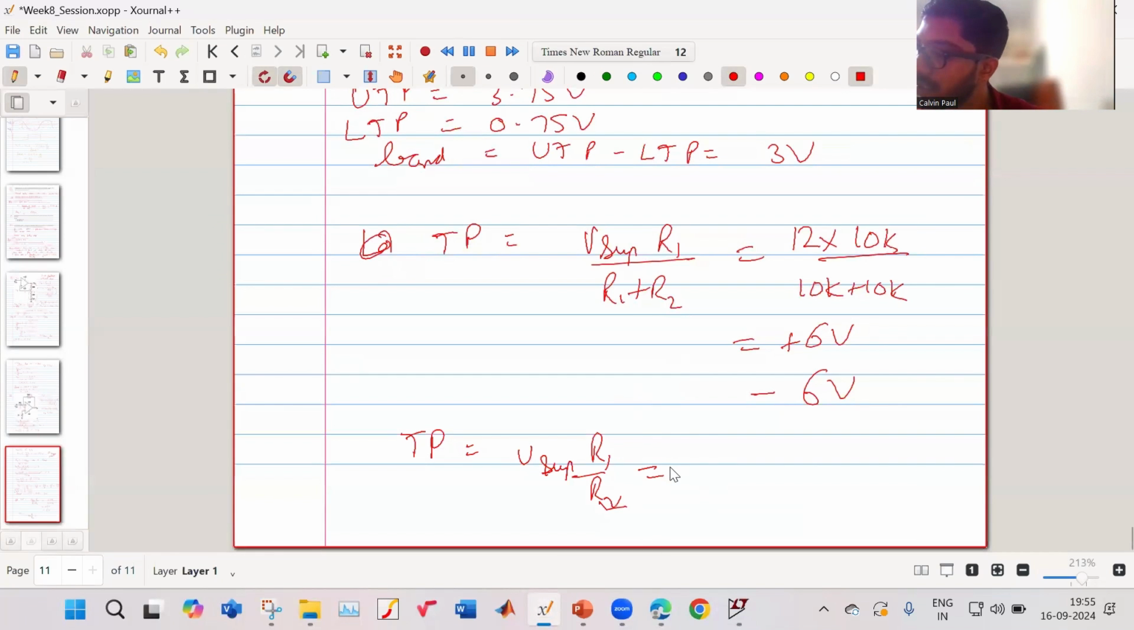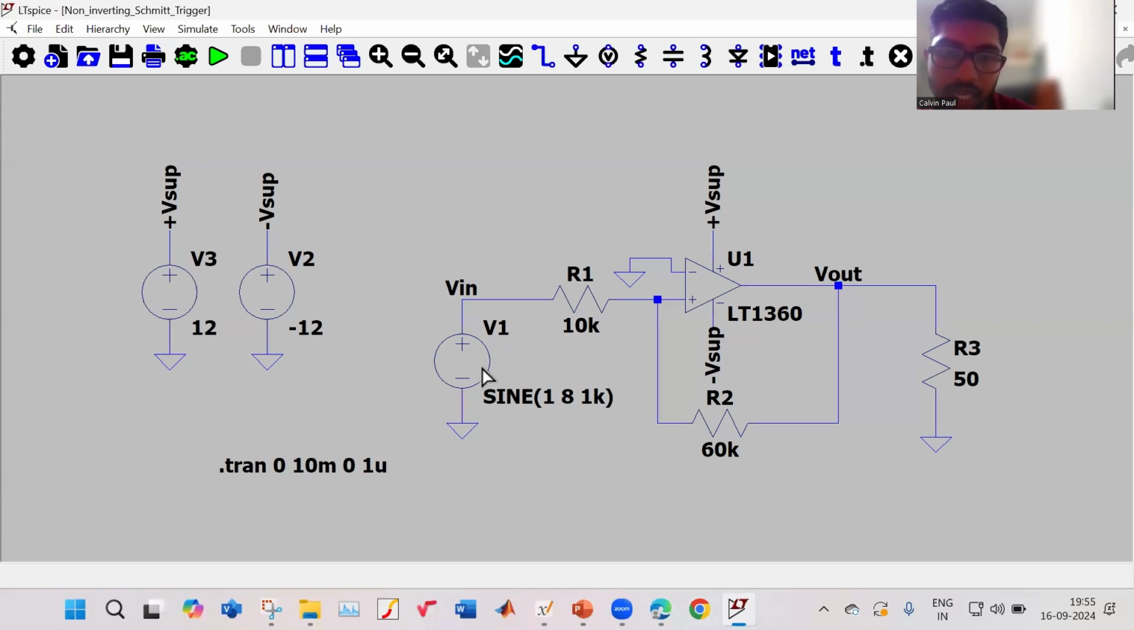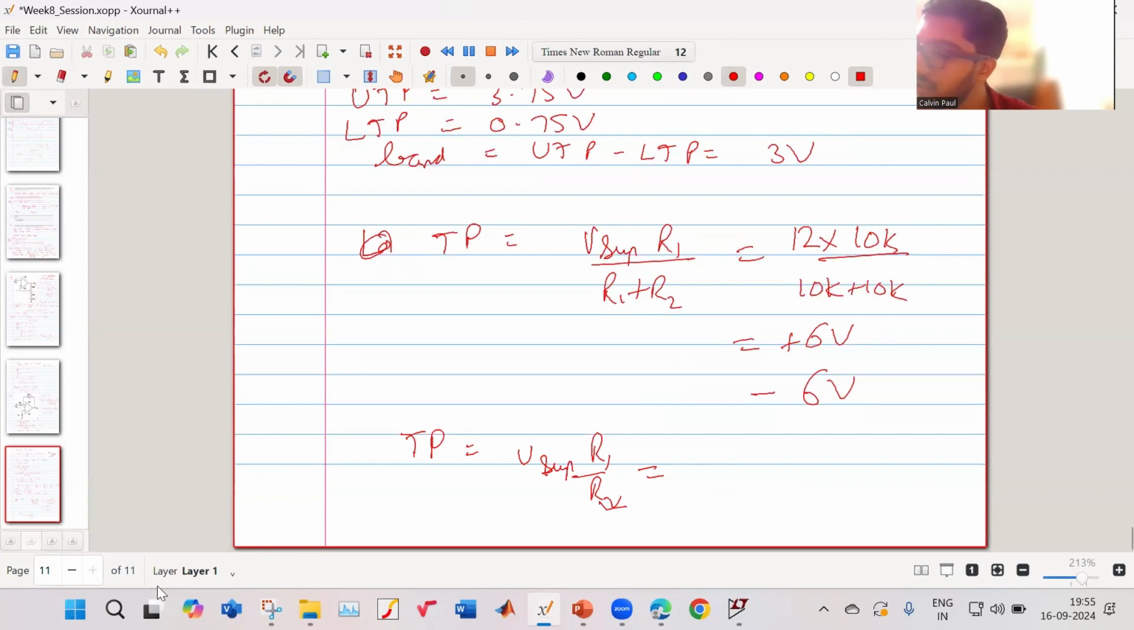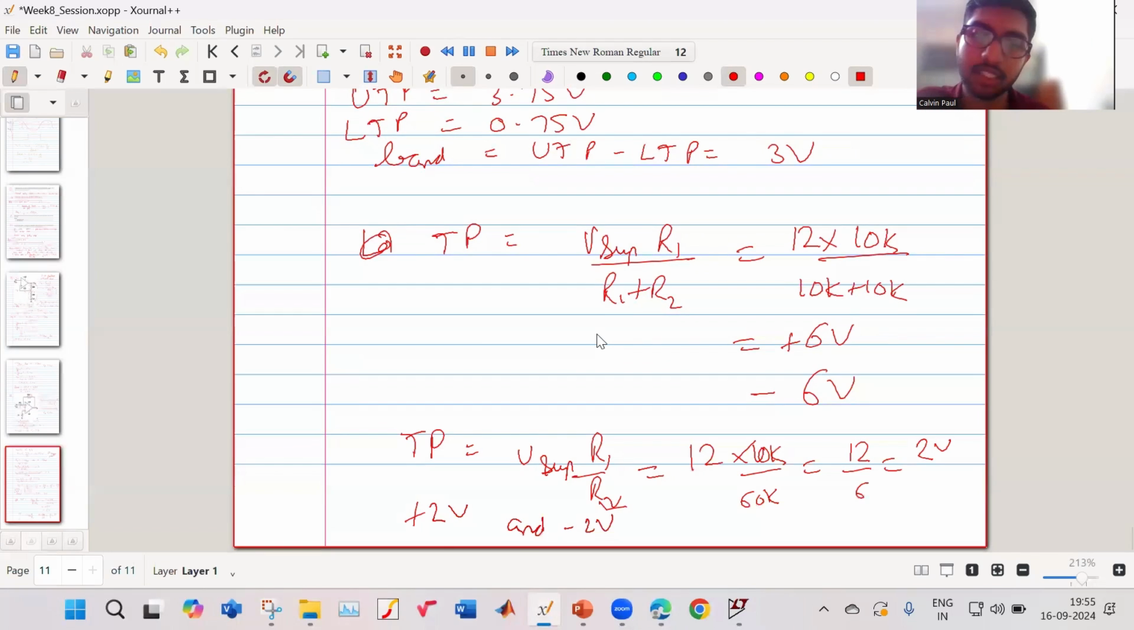So the trigger point is V supply into R1 by R2. R1 is 10K and R2 is 60K. So it is 12 into 10K upon 60K, which is 12 by 6, so that is 2 volt. At plus 2 volt and at minus 2 volt, it will get triggered. Let us see in our simulation.